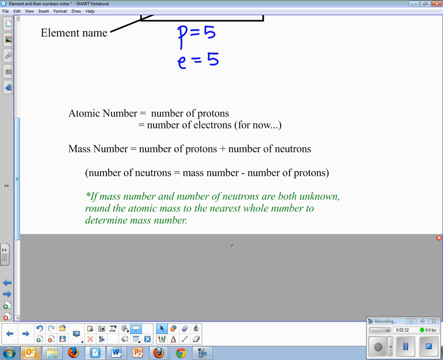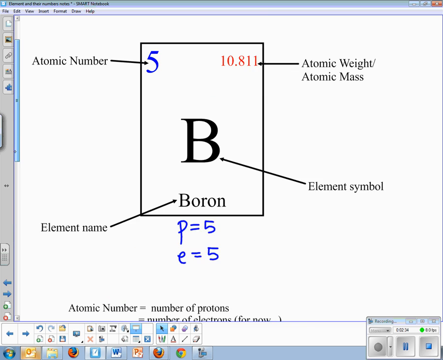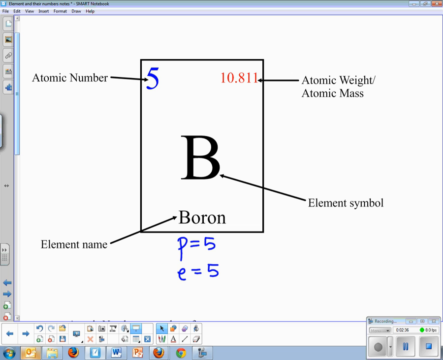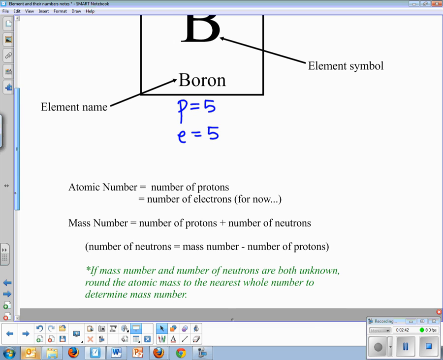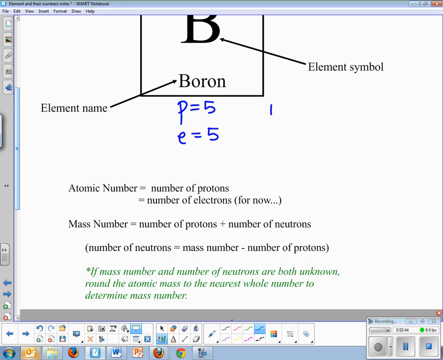So let's say for boron we don't know how many neutrons it has. So 10.811 is our atomic weight or our atomic mass. Nearest whole number I'd round that to would be 11. So I would say boron's mass number would be 11. So how many neutrons does boron have?